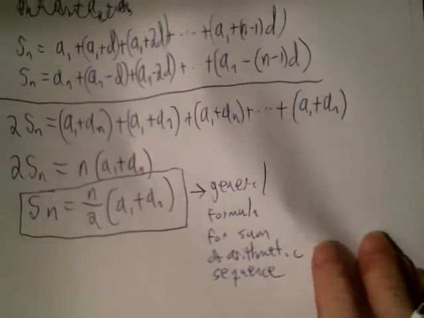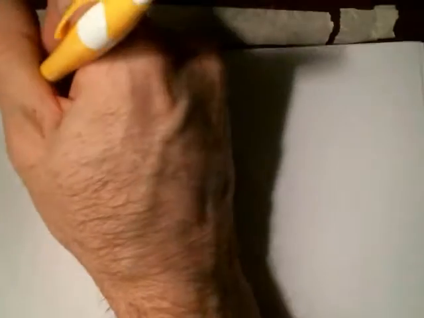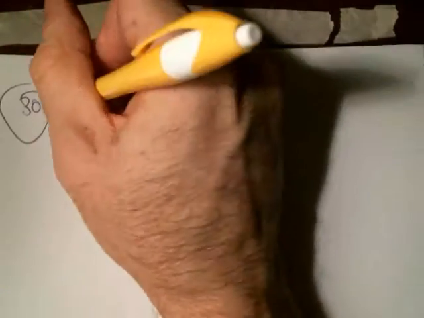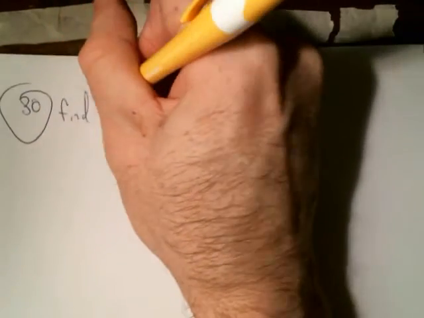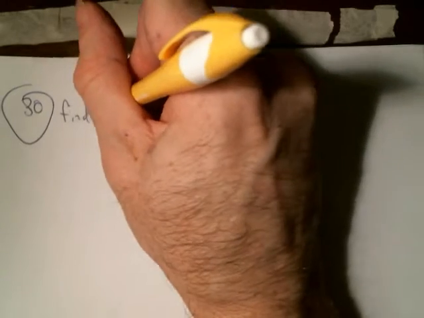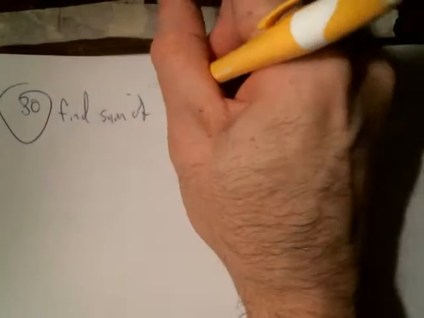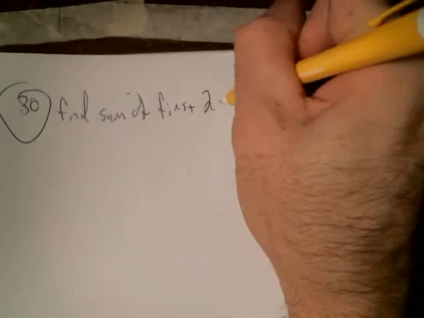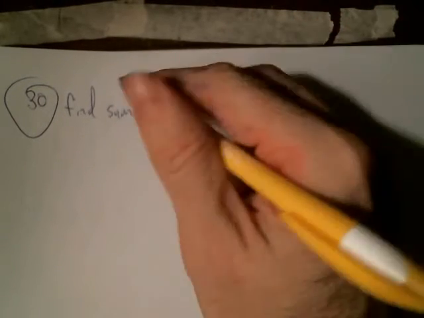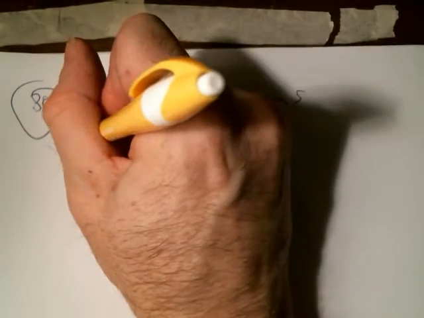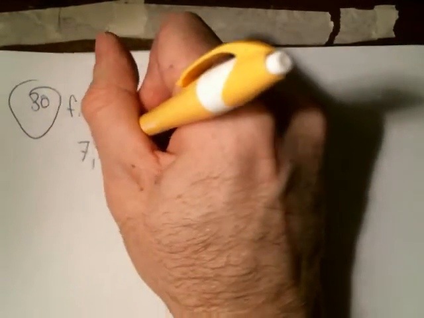Okay, so let's apply it to homework problems. And here we start with number 30. Find the sum of the first 25 terms. This is definitely something you don't want to do by hand, right? You don't have to sit there and add these in your calculator. You could, but you don't want to.